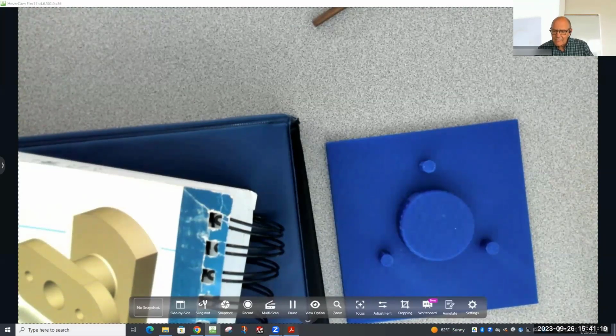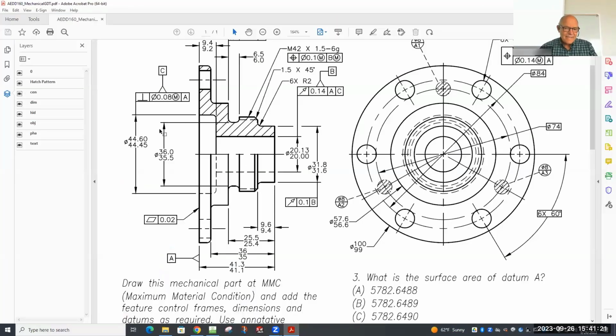So if you look at this, all these numbers over here are dimensions. Dimensions always have a tolerance, which means there is nothing you do that can be exactly 44.6 millimeters. When you have a dimension on a print, what you have to do is indicate the extent of variation permitted and still have that part function as designed.